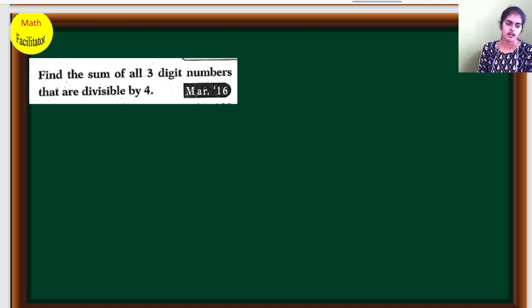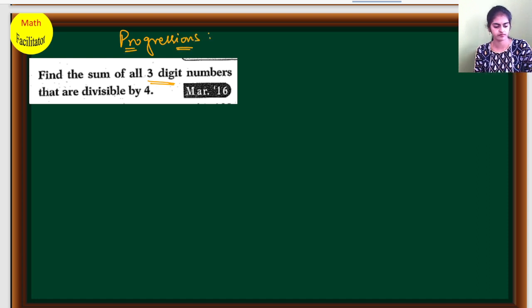Now find the sum of all 3-digit numbers divisible by 4. So this is the progressions chapter now. 3-digit numbers divisible by 4. A 3-digit number starts with 100 and ends at 999. I want a number divisible by 4.